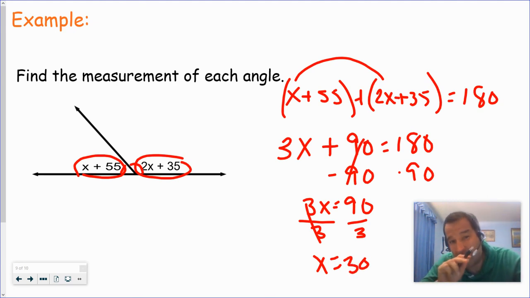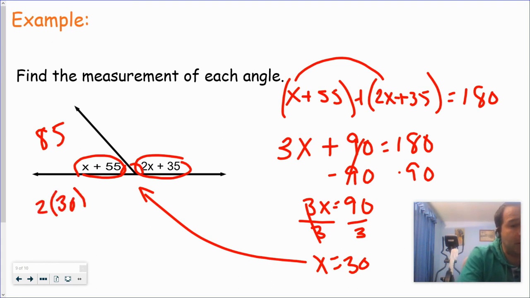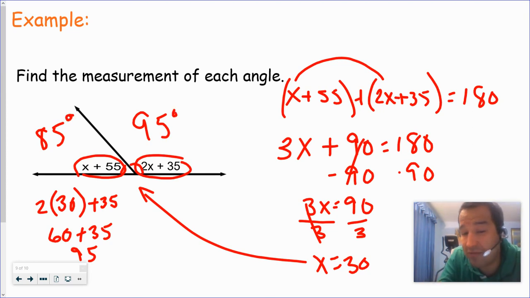Now, I am not done, because that just tells me what x is. I now need to plug x into these expressions and actually solve them. So x plus 55, 30 plus 55 would be 85. And 2x plus 35, let's see, 2 times 30 plus 35. Okay, 2 times 30 is 60. And 60 plus 35 is 95. So this one here is 95. And 95 plus 85, degrees and degrees, is 180 degrees, which means they are supplementary.